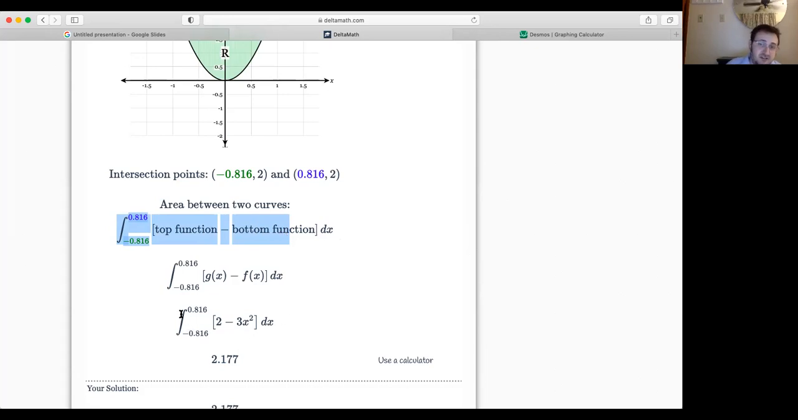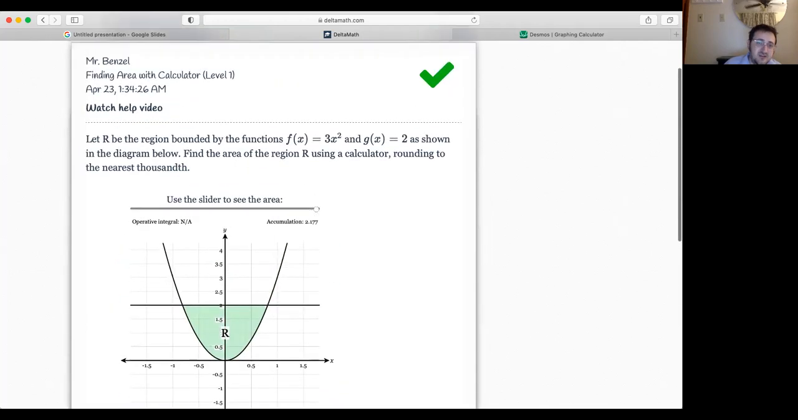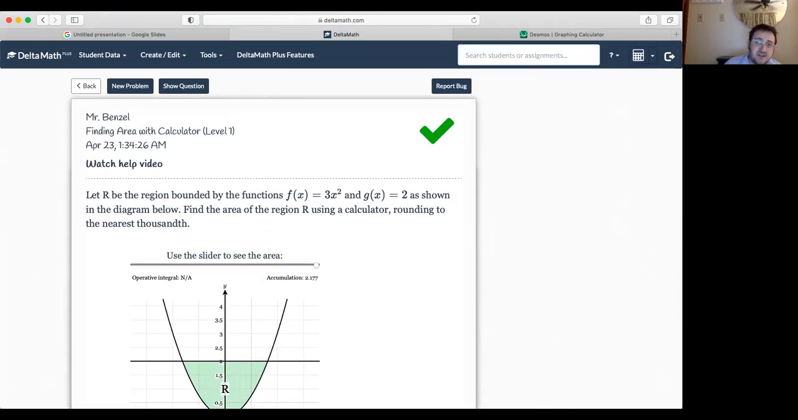I like to do things a little bit differently than the help videos on Delta Math with these, so I'm guiding you through some of these steps on your calculator. Delta Math has a fancier way with variable storage, but I wanted to give you an introduction with your calculator. So I suggest entering your f, your g, and then finding the key points and limits of integration. Okay.